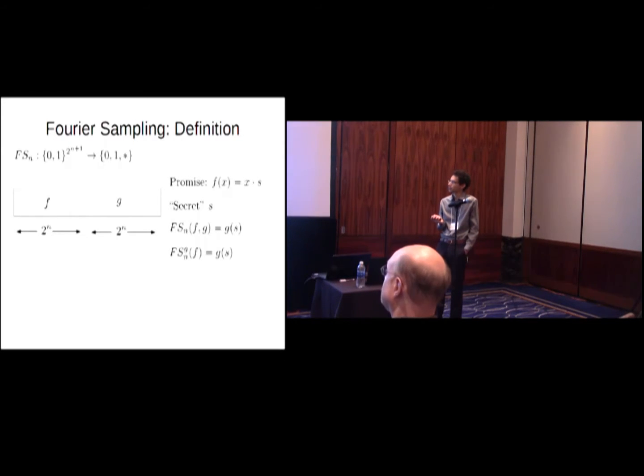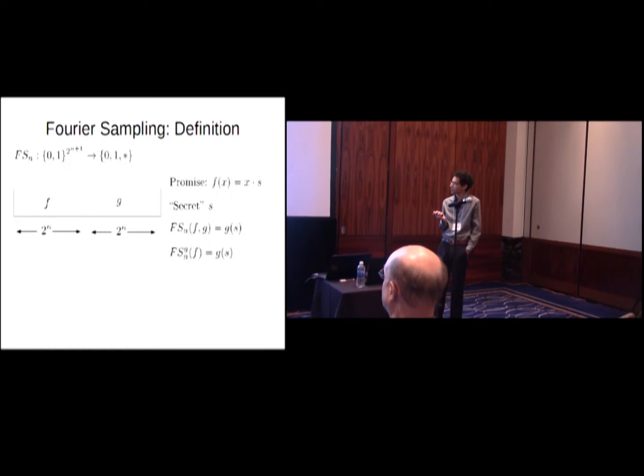We interpret the 2^n plus 1 bit long input as specifying two functions, f and g. Each of these are n-bit functions, and they're specified by writing down their 2^n bit long truth tables. The promise is that the function f is actually a linear function, so it's a function of the form x dot s, with some secret s. So there's some n-bit string s, which we're encoding by writing the 2^n bit long truth table of the linear function x dot s, and then some arbitrary function g.